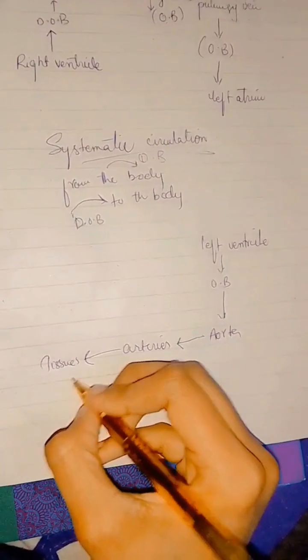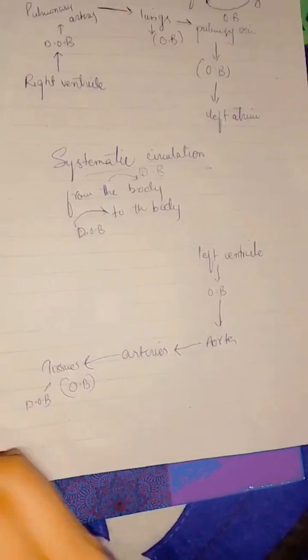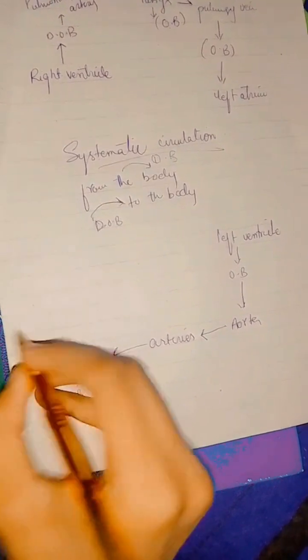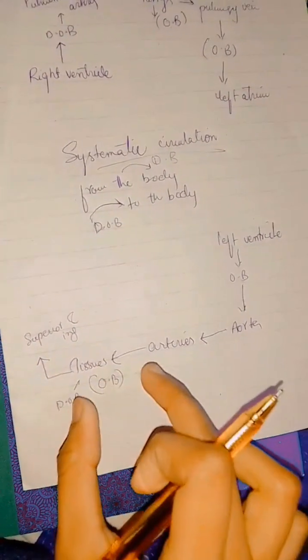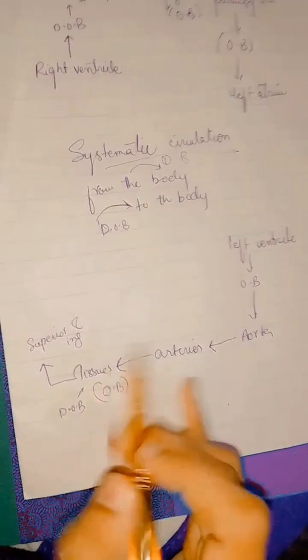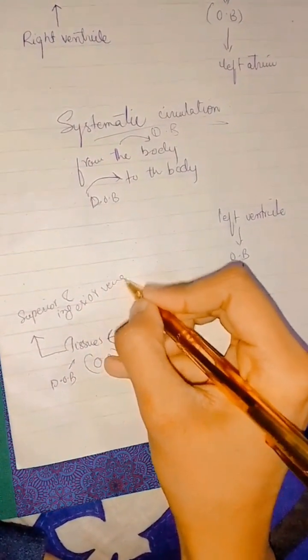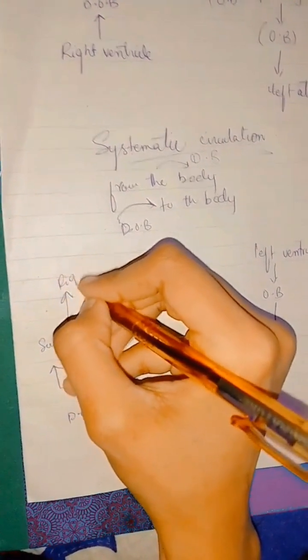Now the tissues will get the oxygenated blood, utilize it, and then return deoxygenated blood. This deoxygenated blood will be carried by the superior and inferior vena cava from the tissues to the right atrium.